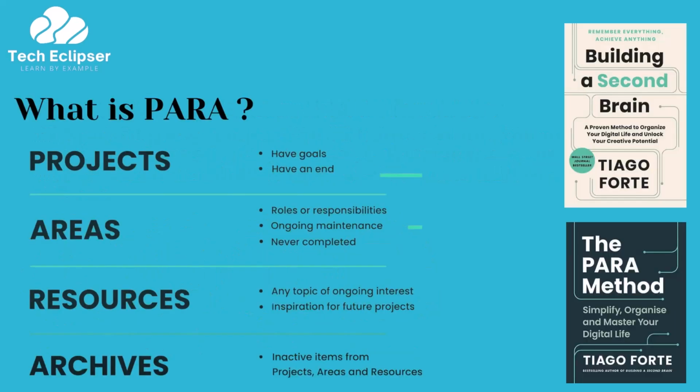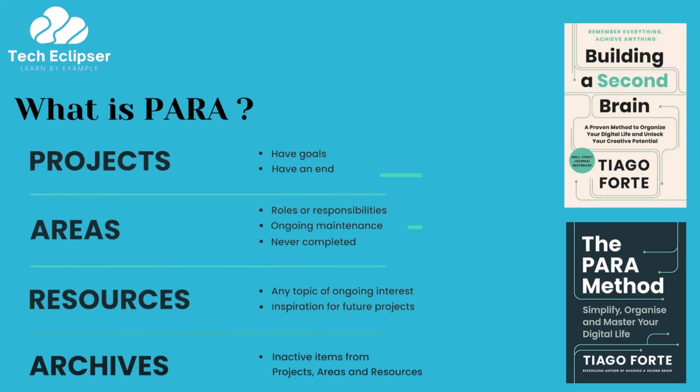PARA is an information management system developed by Tiago Forte, and it has been explained in his book called Building a Second Brain and the PARA Method. With PARA, every piece of information you want to save can be placed into one of just four categories: projects, areas, resources, archives.